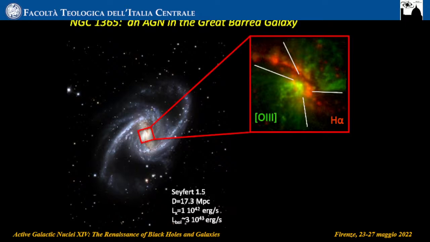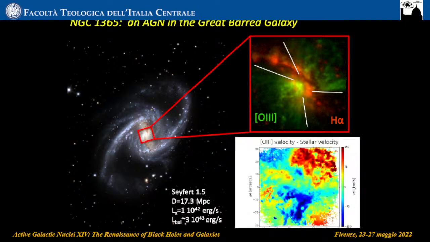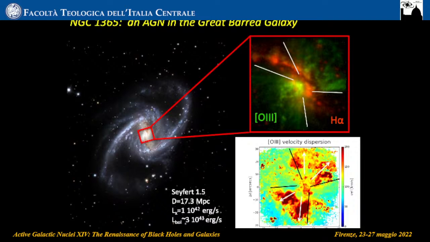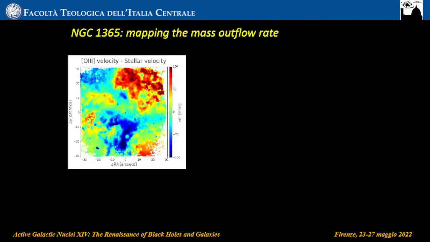This is NGC 1365, the Great Barred Galaxy. This is the MUSE data of this object in the nuclear region, where you see that the oxygen 3 is dominating in the outflow, in the cones, the ionization cone of the galaxy, and H alpha is tracing the disk. If you subtract the oxygen 3 velocity from the stellar velocity, what you get is a very nice biconical outflow with the blue shifted and the red shifted region. The same view you can get from the velocity dispersion, and it's much higher at the location of the outflow.